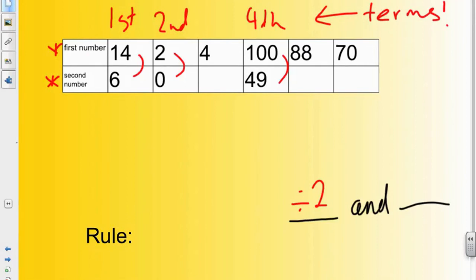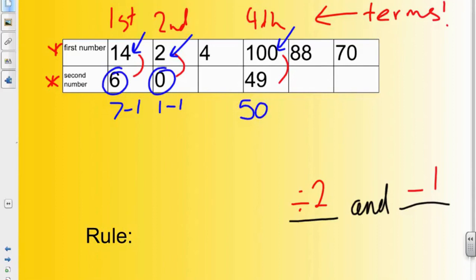Okay, I hope you've worked it out because it's divide by 2 and then you minus 1. Look, if you do 14 divided by 2, you get 7, don't you? And then if you minus 1, you get 6. If you do 2 divided by 2, you will get 1. And then, of course, if you minus 1, you get 0. If you do 100 divided by 2, you will get 50. And then if you do 50 minus 1, you will get 49. So your rule is divide by 2 and take away 1.